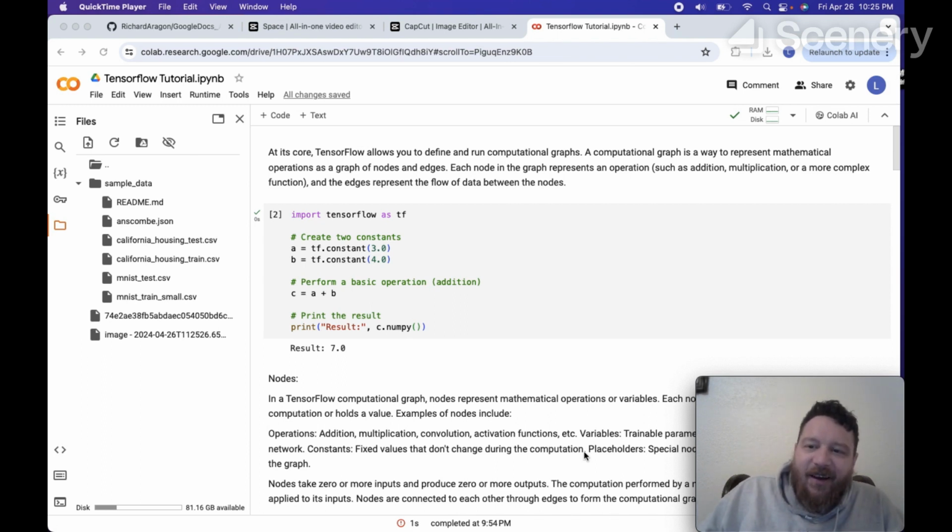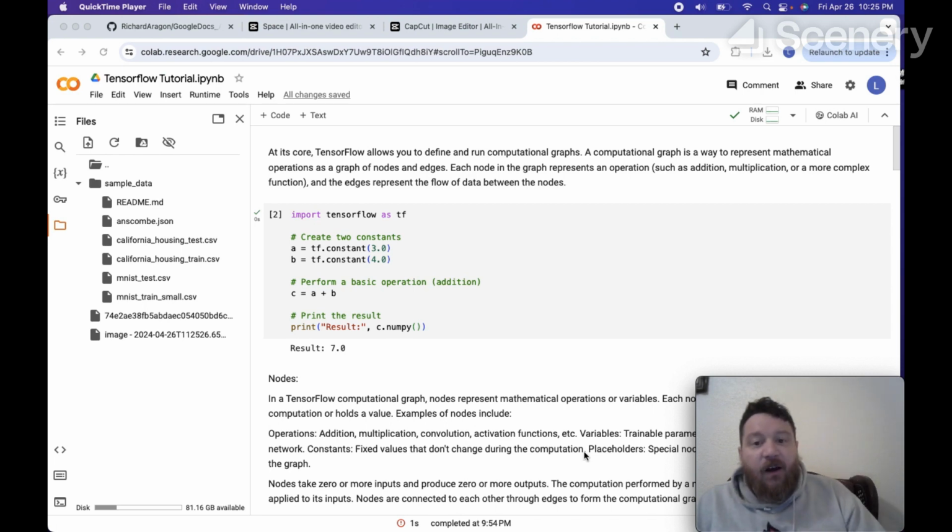And so a computational graph is a way to represent mathematical operations as a graph of nodes and edges, which we'll get a little bit more into. Each node in the graph represents an operation, such as addition, multiplication, or a more complex function, and the edges represent the flow, the direction of the nodes. I'll try to make this a little bit more visual. It's exactly what you're likely thinking of as far as edges and nodes. I think edges and nodes are really simple to understand.